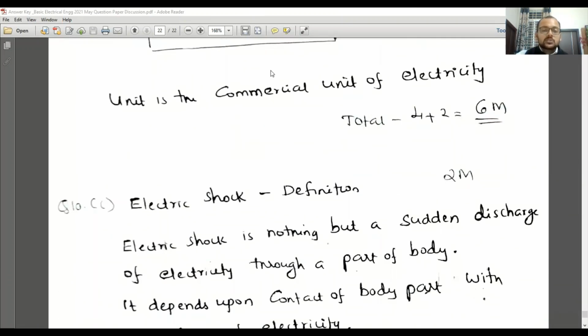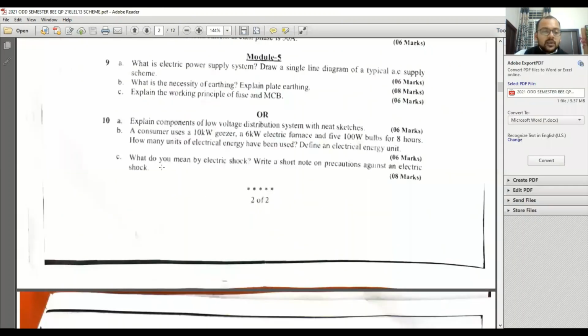Now moving on to the last question. Please read the question carefully. What do you mean by electric shock? Write a short note on precautions against electric shock. Electric shock is nothing but sudden discharge of electricity through a particular part of a body. That is called electric shock.